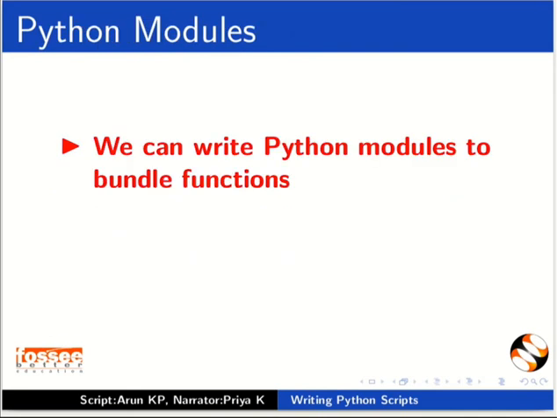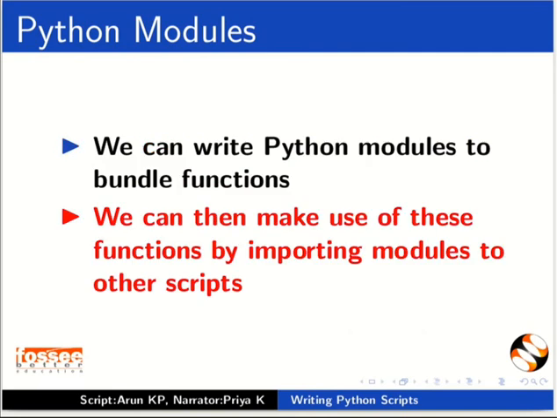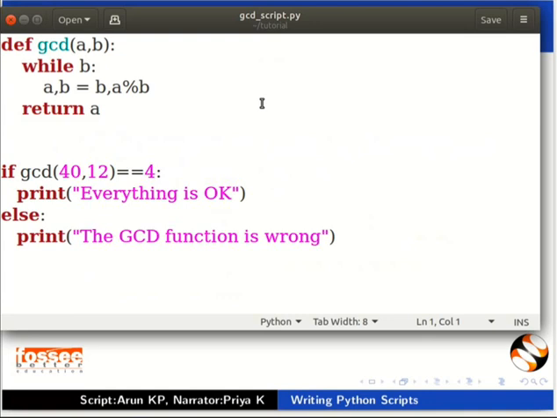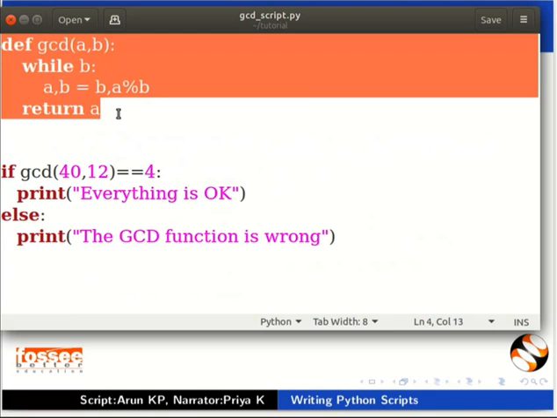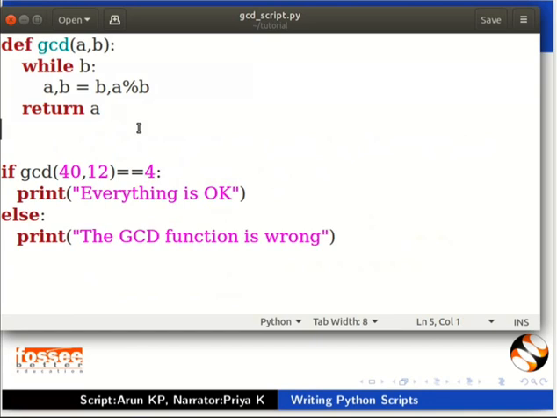We can write Python modules to bundle functions. We can then make use of these functions by importing modules to other scripts. Let us first write a function and save it in a script. Open any text editor and type the below code. This Python module has a function to compute GCD of two numbers. Please take care of the indentation.